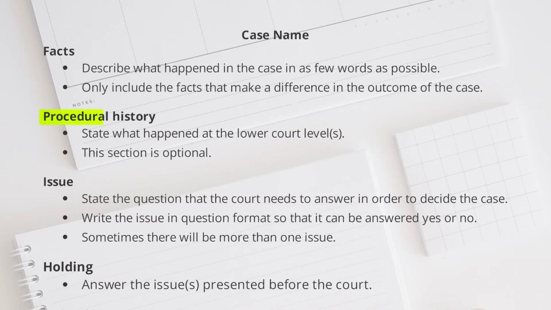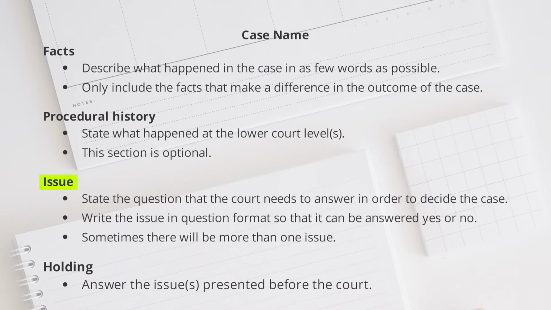Second, the procedural history. State what happened at the lower court levels. For example, maybe your case is at the trial court and the judge made a decision and then the lawyer appealed it, so now it's at the appellate court. So state what happened at the lower court levels and what this court is deciding now. That's the procedural history. That is honestly not very important except in the civil procedure class. So generally, that can pretty much be ignored unless your professor talks about procedural history, but it is something that is typically in a case brief.